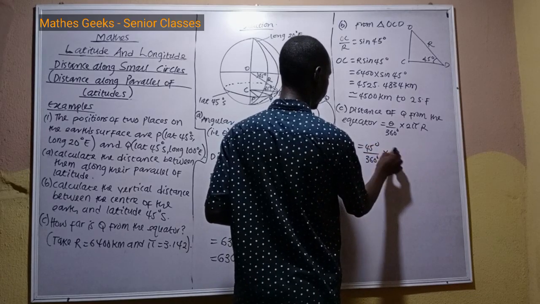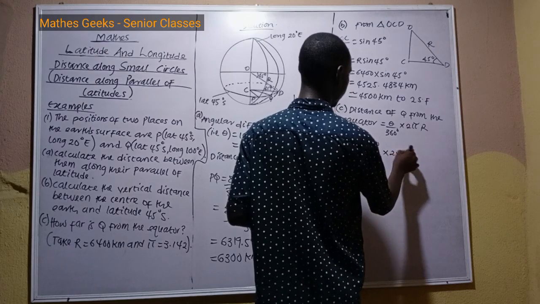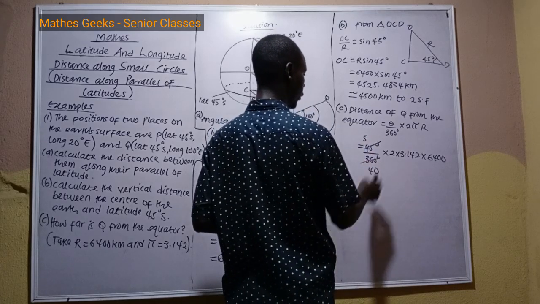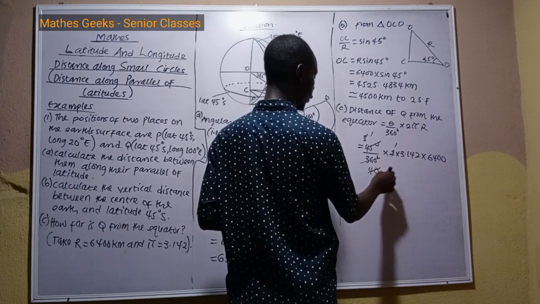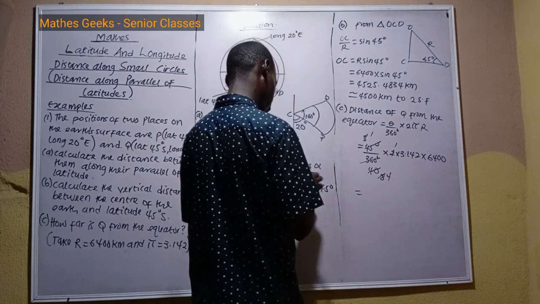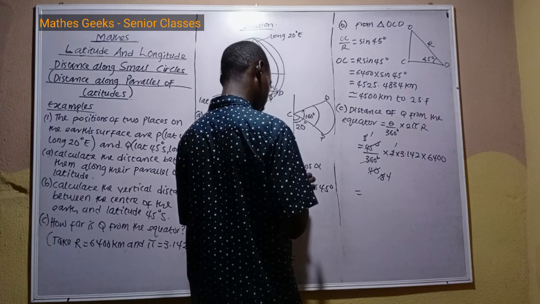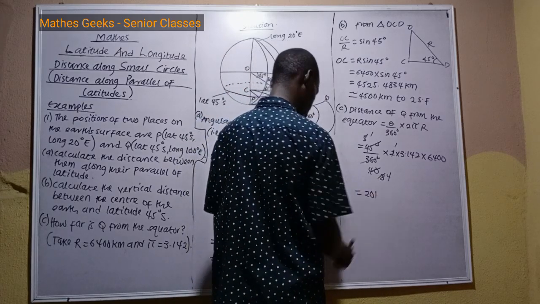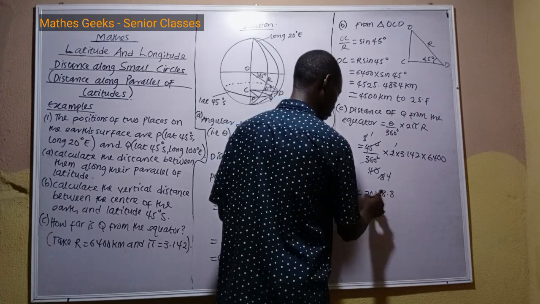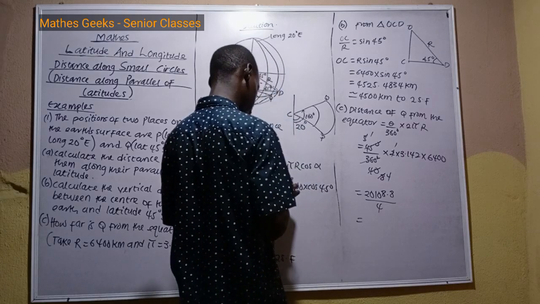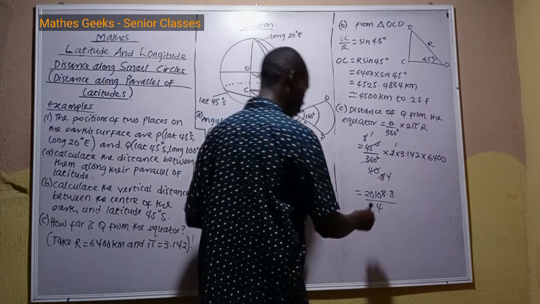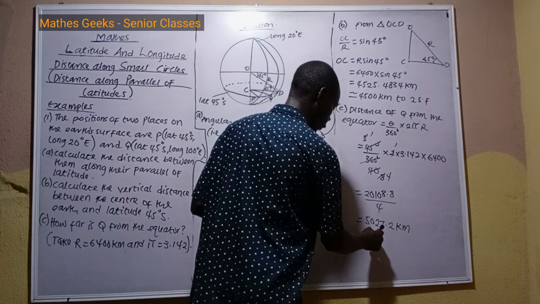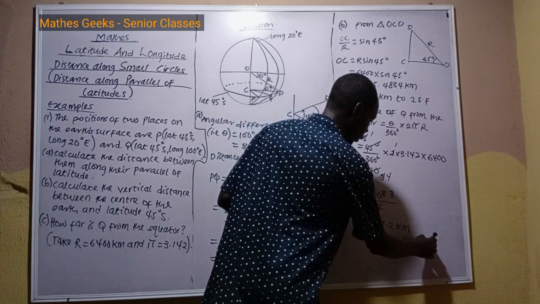So that is 45 over 360 degrees times 2 times 3.142 times 6,400. So that will give us 3.142 times 6,400 and so on, 20108.8 divided by 4. So divided by 4, 5027 kilometers. That is 5,000 kilometers to two significant figures.